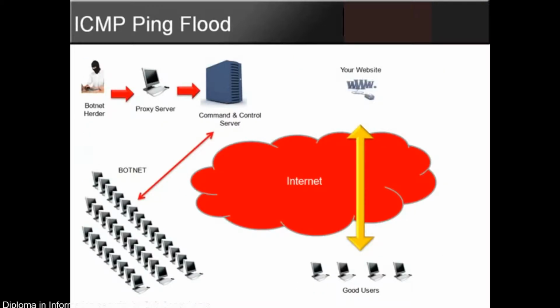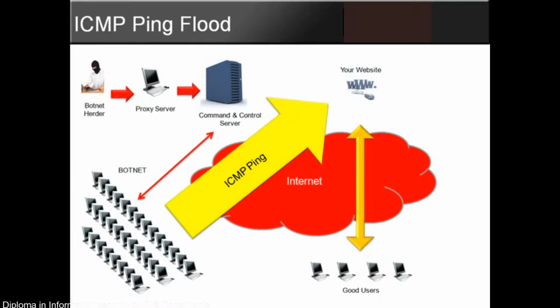Okay, so now let's look at a basic ICMP ping flood attack. Here we have the typical scenario of a website online with a connection through to its good users, and we see we have the botnet herder via the proxy server controlling the botnet via its command and control server. What they will do is issue what's known as a ping, or an ICMP packet. These ICMP packets will target the website, and this has been done to great extent in the likes of the cyber war with Estonia and Georgia and so on.